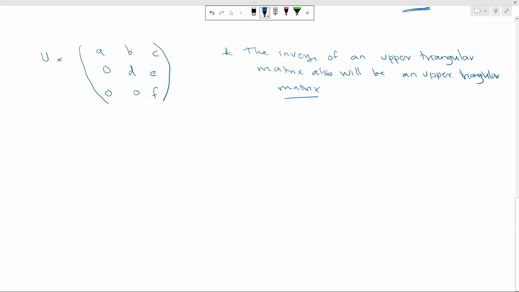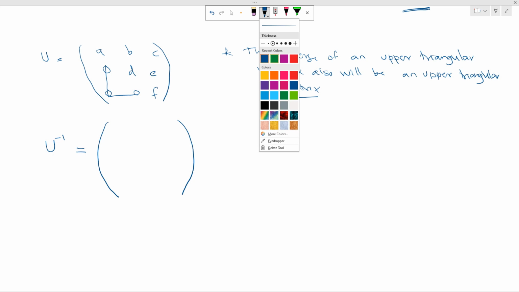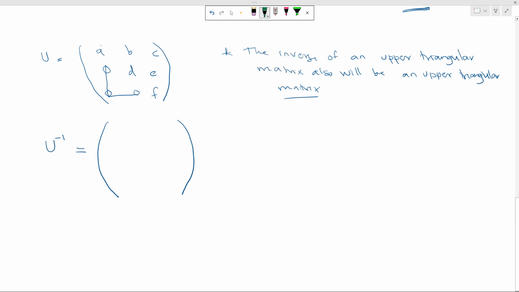Okay, so you have to keep this point in mind, and we can just work on finding out the inverse of this matrix. Let me take it as U inverse. Then again these entries will be 0, right? So I can directly write those and like we did for the lower triangular matrix, again I can find out the diagonal entries of the inverse by putting the reciprocal of the diagonal entries in the original matrix. So this will be 1 by A, this will be 1 by D, this will be 1 by F, then this 0, this is 0, this is also 0.